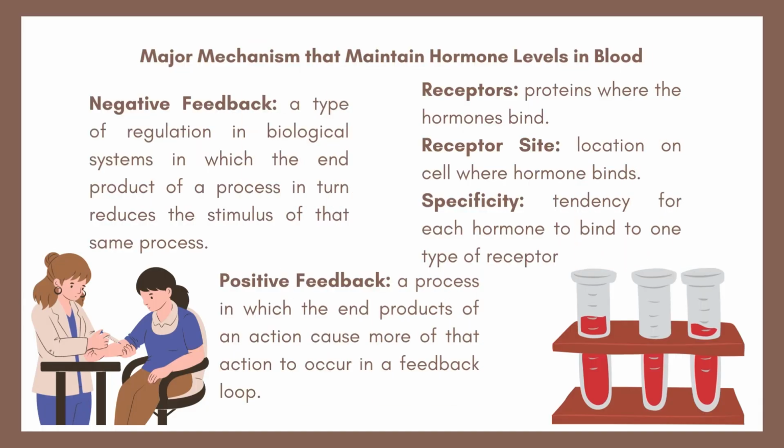Major mechanisms that maintain hormone levels in blood are the negative feedback and positive feedback. A negative feedback loop is one way that the endocrine system tries to keep homeostasis, or the stability in the body. If an endocrine gland senses that there is too much of one hormone in the body, it will initiate changes to decrease production of that hormone. And if there's not enough of the hormone, the body will increase production of that hormone. We can think of it as our body's attempt to self-regulate and self-correct.